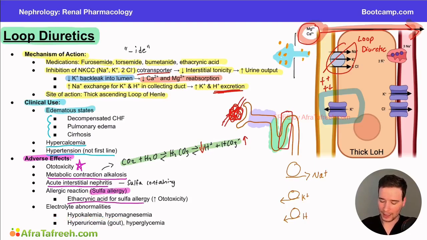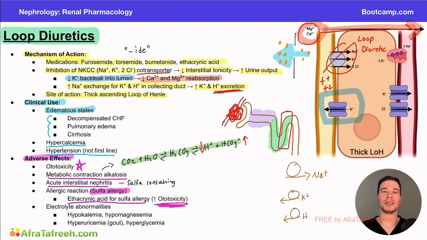Now, ethacrynic acid is not our primary use for any patient, right? Because it has the increased risk of ototoxicity. We talked about that being a major adverse effect for a lot of these medications. So it's not our first line choice. But if a patient has a sulfa allergy, they're much more likely to have these types of hypersensitivity reactions, which can further damage the kidney. And that is when ethacrynic acid will be the best choice.